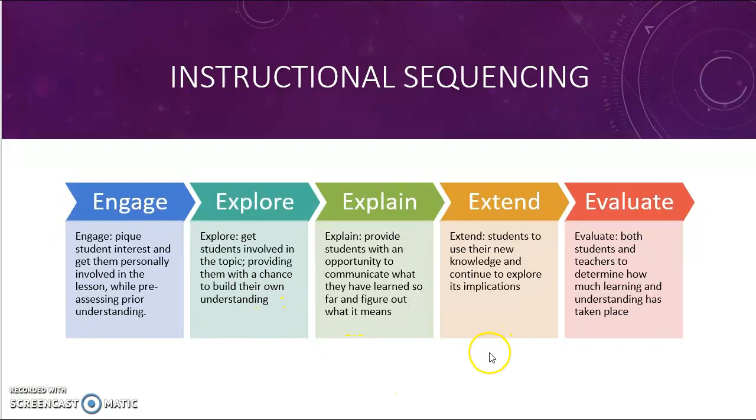And then in the extend phase, students use their new knowledge and continue to explore its implications. And then with evaluation, both the students and the teacher determine how much learning and understanding has taken place. This can be in the form of formative or summative assessments. Basically, they're turning something in, they're writing something down, they're evaluating what have I learned and what is my understanding currently. And this is really helpful for teachers because you need to know where to go next, right? So ultimately, you have students coming up with an explanation or answering an essential question, and this is how you would bring together your entire unit.